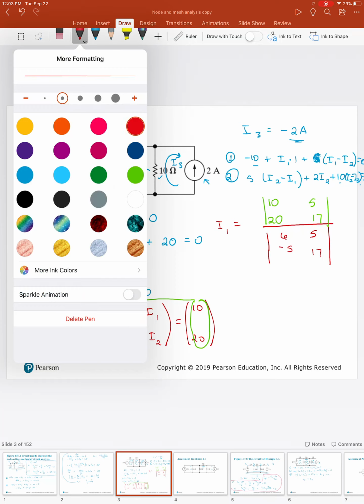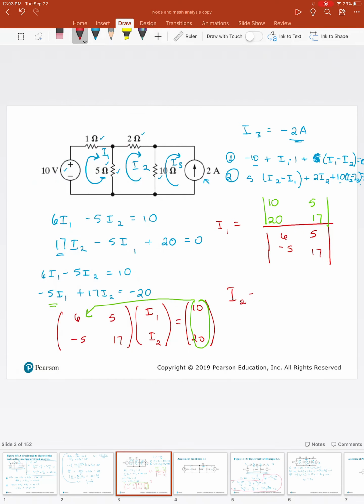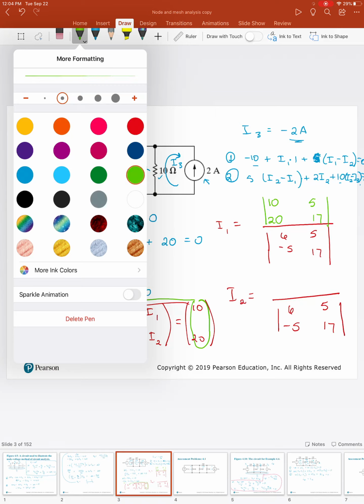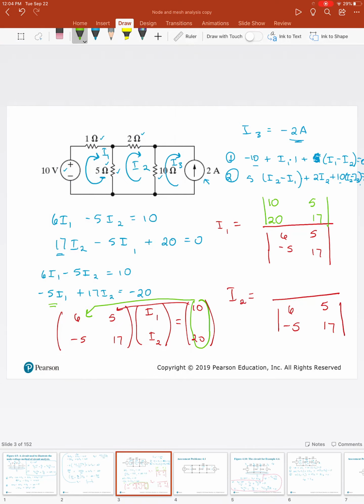Okay, I2 is exactly the same thing, except in that numerator, the constant column is going to replace the second column instead of the first. So we'll have the original first column, 6 and minus 5, and now this 10 and minus 20 will replace the second column.